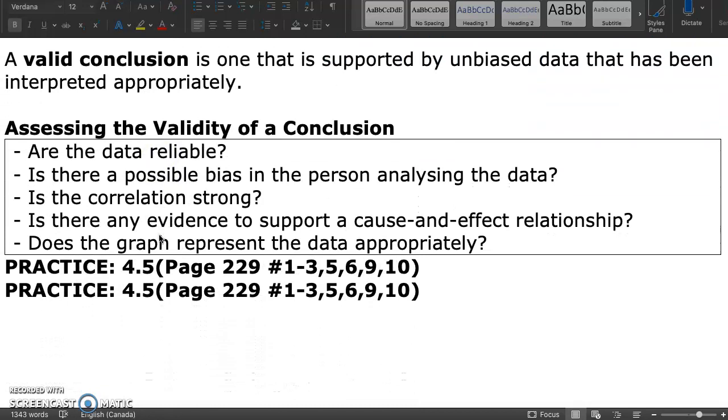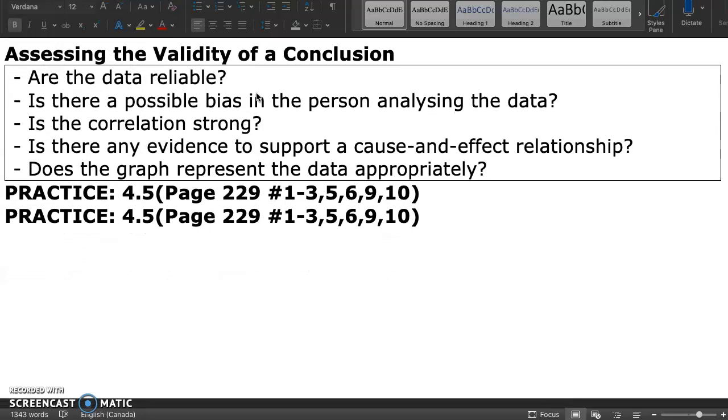So a valid conclusion is one that is supported by unbiased data that has been interpreted appropriately. Use the tools that we discussed earlier to be able to assist you in determining whether or not a survey sample is appropriate and the group is representative.